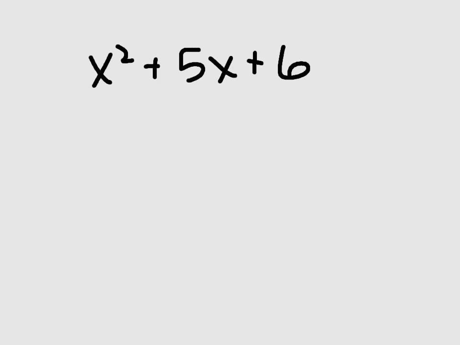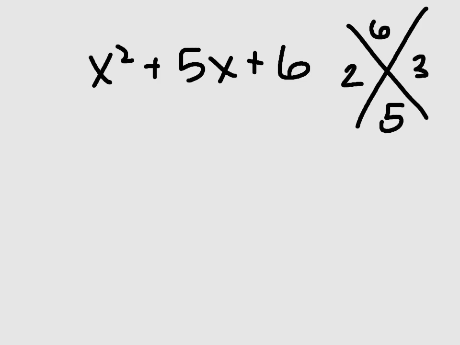Here's an easy example. We'll start with x squared plus 5x plus 6. Okay, so now we're going to find two factors of 6, 1 times 6, that add to equal 5. So these two factors that add to equal 5 are 2 and 3, because they multiply together to equal 6 and add together to equal 5.